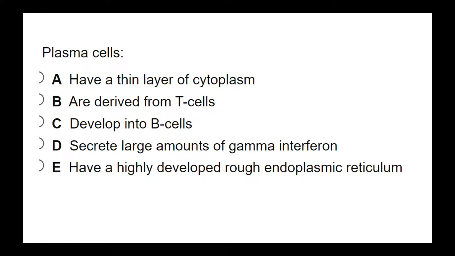Actually, plasma cells are derived from B cells. So, that's not true. E? Yeah, you said E? Yeah, good one. So, why do you think this is E? Antigen or antibody?